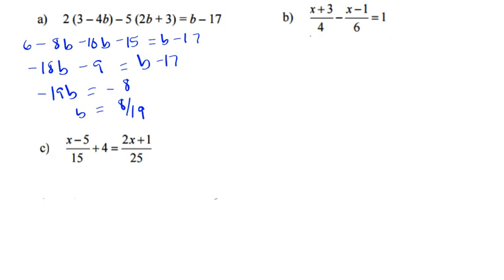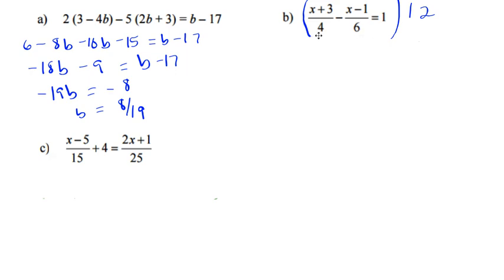Over on the right hand side, we have some fractions that we need to get rid of. To do that, we need to multiply by the least common denominator. So if we multiply the entire equation by the least common denominator, which is 12, we will get rid of our fractions, and then we can use our distributive property.